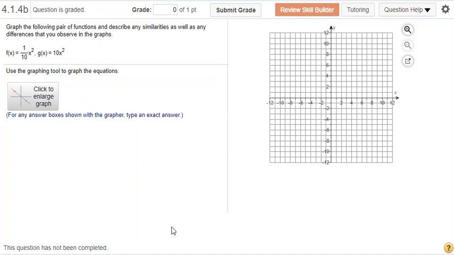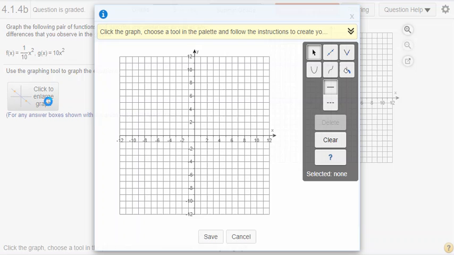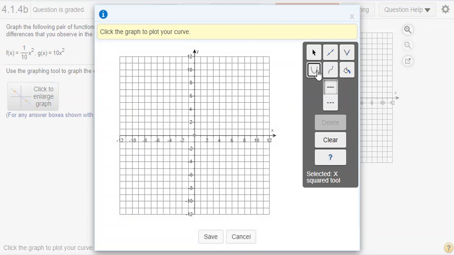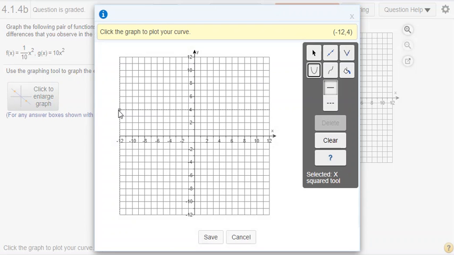This question is from section 401, I believe it's number 9, and we're looking at similarities and differences between these two graphs. When I click the graph to enlarge and grab the quadratic tool, I need to start with a point that the graph is on, and I usually would use either the vertex or y-intercept.